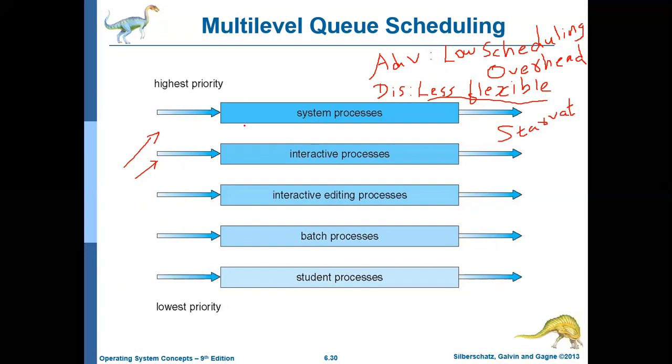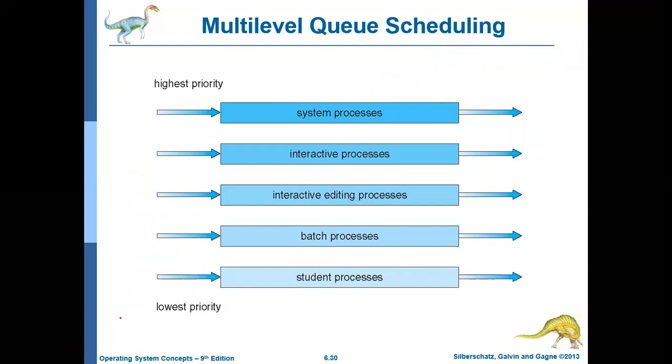Okay. Assume that the system process queue is always full, then the processes in the student process queue will never be executed. Okay. So this problem is called starvation, and starvation is created because this algorithm is less flexible. Okay. So that's it about the multi-level queue scheduling algorithm.